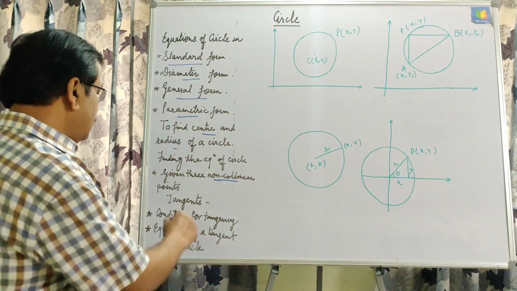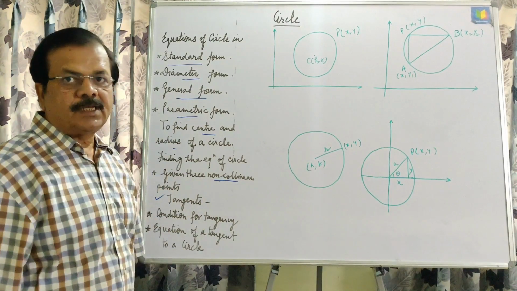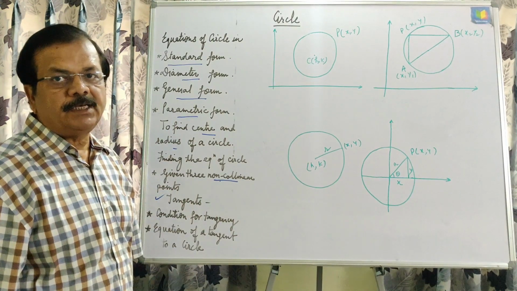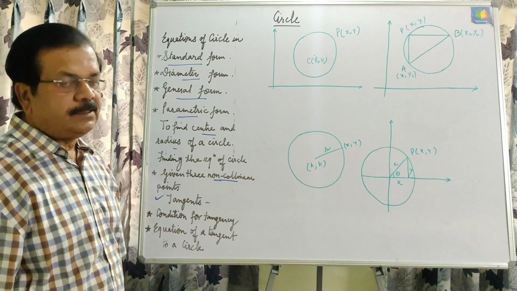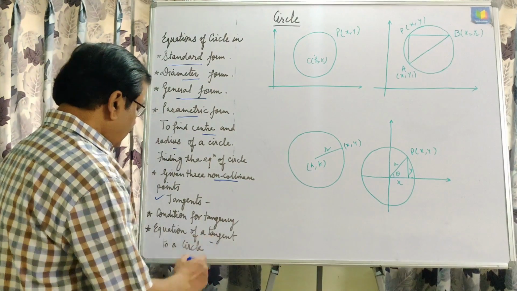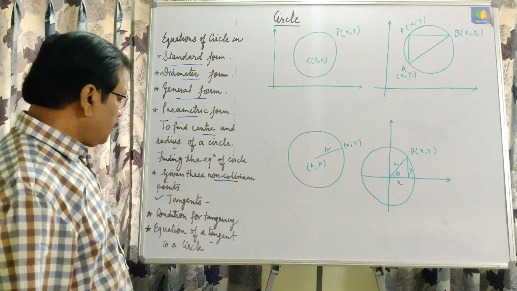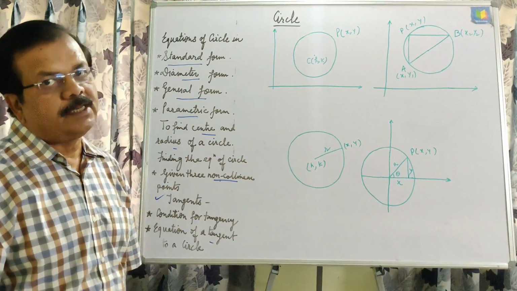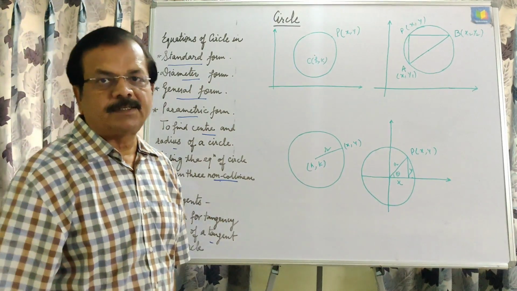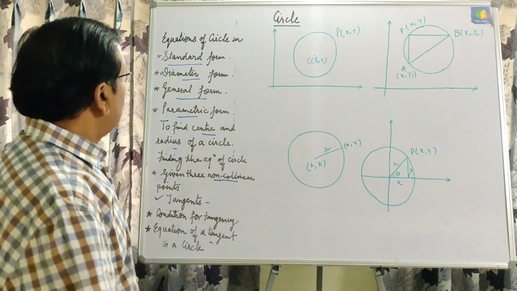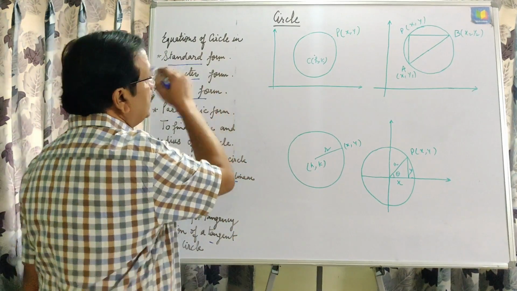And the last ones: tangent to the circle, what condition will be there for the tangent, and then the equation of tangent to the circle, how to find the equation of tangent to the circle. Now the first one, that is standard form.